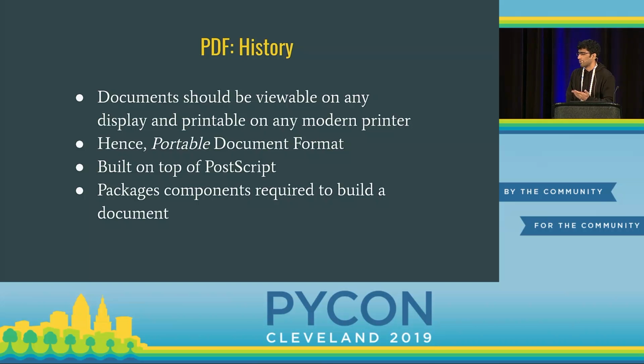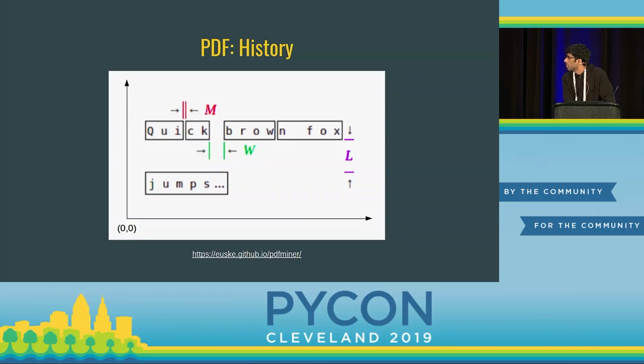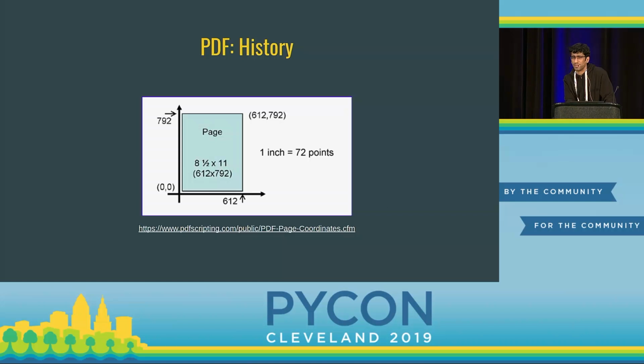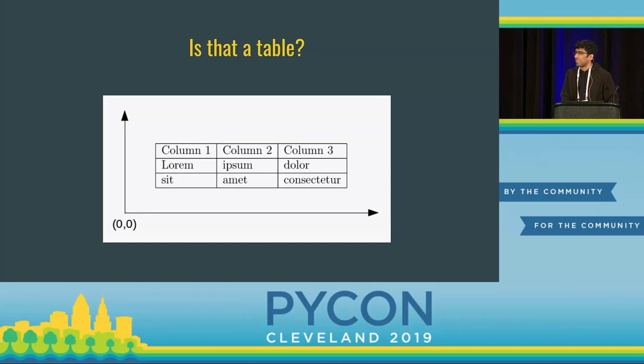A PDF packages components required to build a document, like text, fonts, vector graphics, and raster images. And these components travel with the document wherever it goes. And a PDF contains instructions to place these components at specific, precise XY coordinates relative to the bottom left corner of the page, which is the origin for a page. So they are just placed at specific coordinates. So words are simulated by placing some characters closer than others, and sentences are simulated by placing words relatively far apart. How is a table simulated then? By just placing words like they would appear in a spreadsheet.